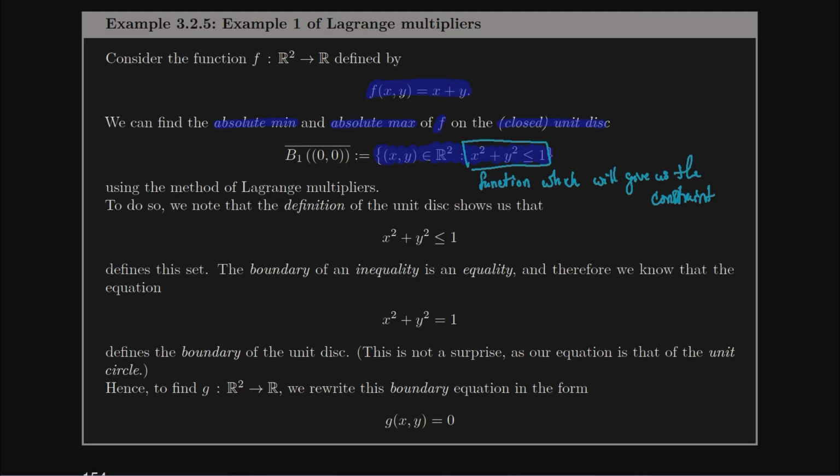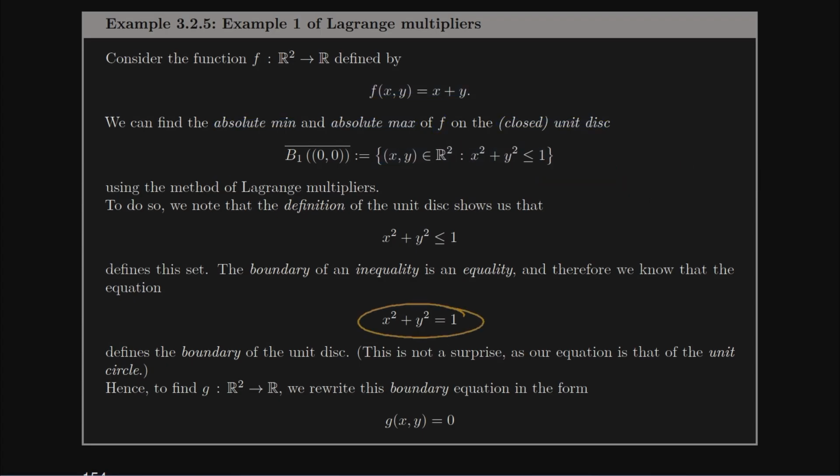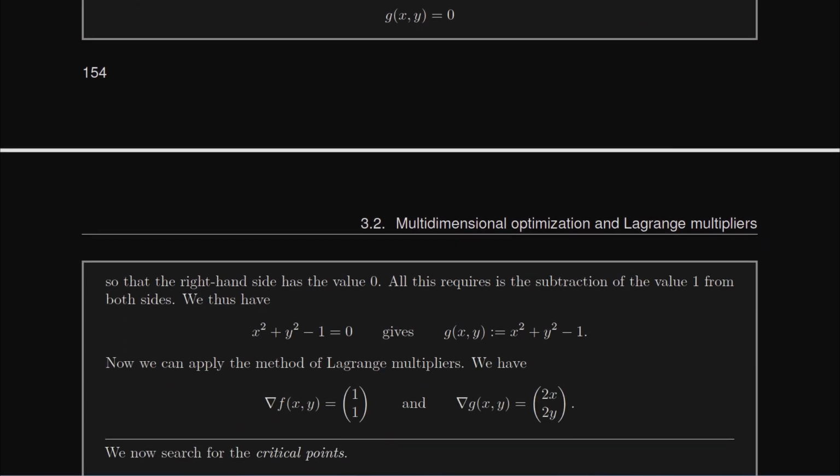And the constraint is only satisfied on the boundary, not on the entire space. Right now, it's an inequality with a less than or equal sign. But of course, the boundary of an inequality is simply that equal sign there. So the constraint, which satisfies the boundary, will just be replacing an inequality with an equality. In other words, our function g, which will be equal to 0 on the boundary, is just going to be this function, because that function has to be equal to 0 on the boundary. Or in other words, g is x squared plus y squared minus 1.